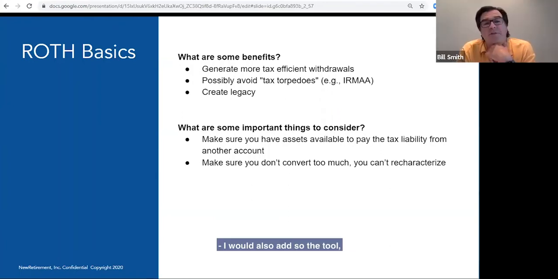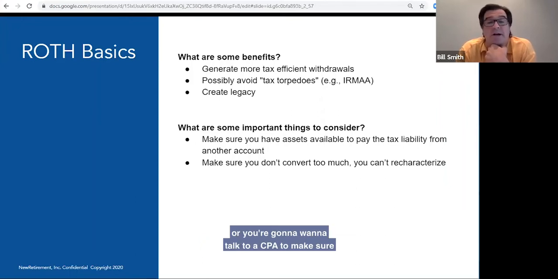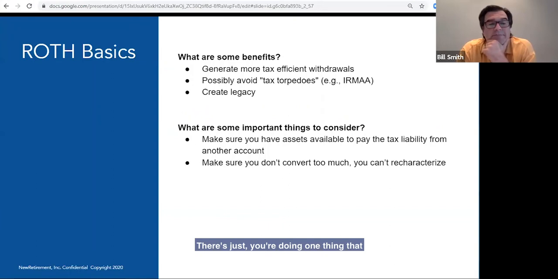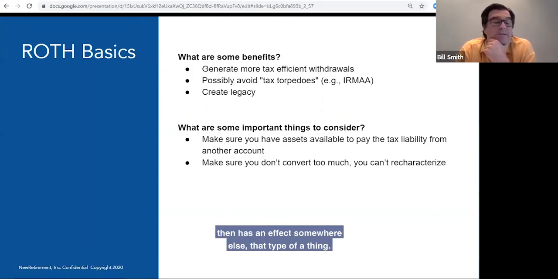And I would also add that our tool is great for basically laying out a plan, right? So you're going to go forward and look and say, hey, there's an opportunity here to make these Roth conversions. But when it comes down to it, at the end of the year, when you're going to make that conversion, you're going to want to use TurboTax, or talk to a CPA to make sure that you're not pushing yourself up into a higher bracket, or missing something, or doing one thing that then has an effect somewhere else. So it's definitely something you want to work with a tax professional on a year-to-year basis.